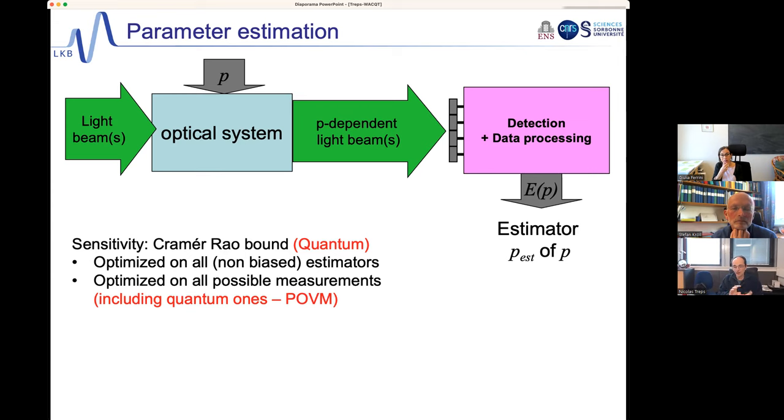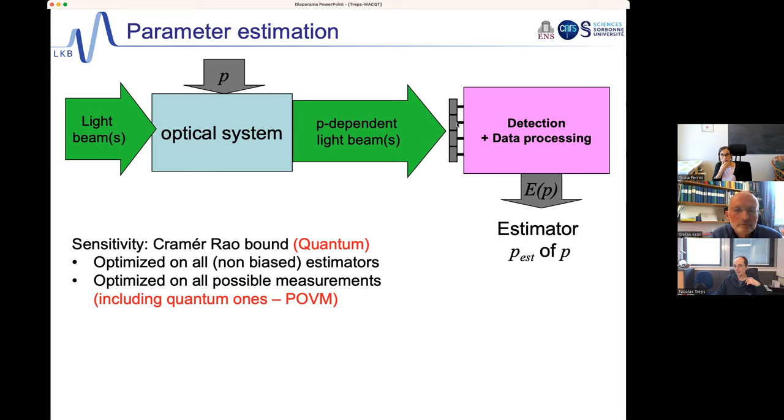It's not the light by itself. We have an optical system, a system that depends on the light that you want to probe. So for instance, it's a phase shift. It can be a position of a mirror. It can be an index of vibration of a medium. It can be a lot of different things. So you have the light interact with your system, which depends on the parameter. And then after, you have your light that depends on the parameter.